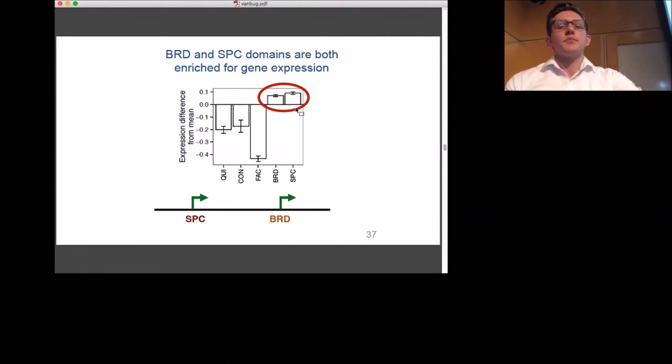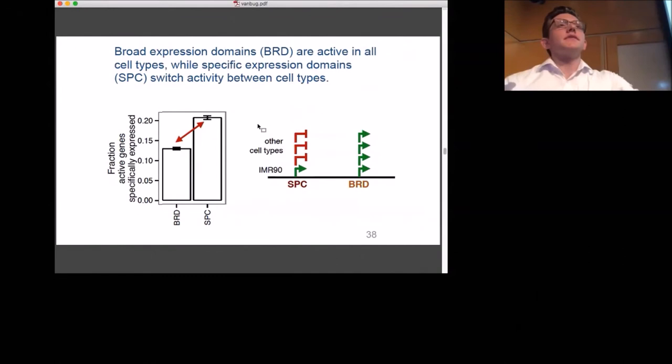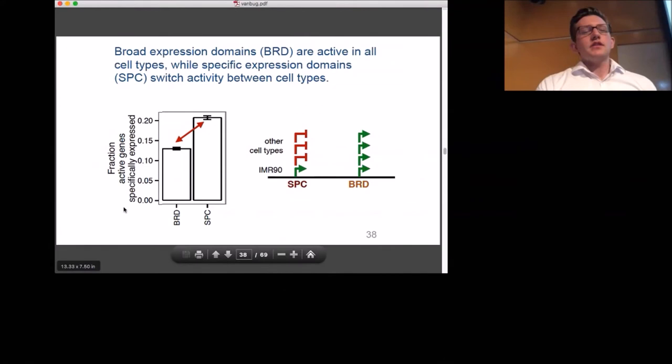So far we haven't come up with a difference between them. All we see is a difference between these active domains and repressive domains. Where we do see a difference is if we ask, of those active domains, what fraction are expressed in a small number of cell types and what fraction are expressed in a large number of cell types. So that would be genes that are expressed in IMR90, those are the cells we're interested in, plus a couple of other cell types versus many cell types. I believe the cutoff here was something like 8 out of 32 cell types.